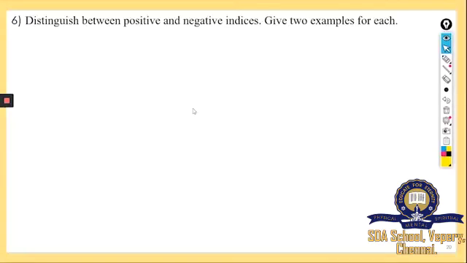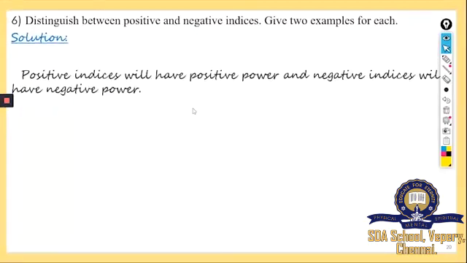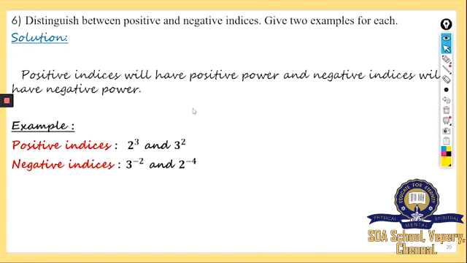The next question is distinguish between positive and negative indices. Give 2 examples for each. So we have seen what is positive indices and what is negative indices, right? So you have to distinguish between positive and negative indices here. Very good. Positive indices will have positive power and the negative indices will have negative power. So the examples are 2 power 3 and 3 power 2 for positive indices, and negative indices are 3 power minus 2 and 2 power minus 4.